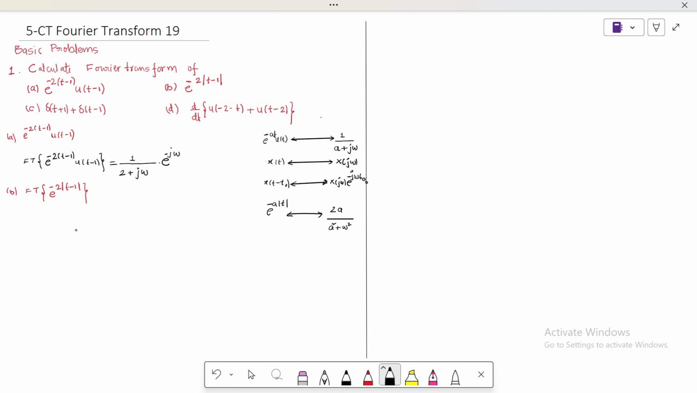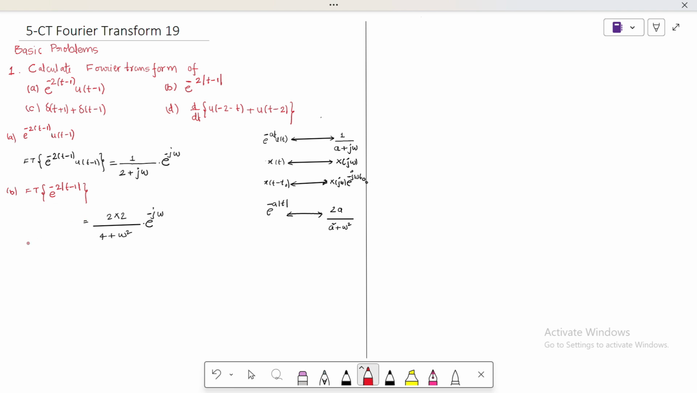So here t minus 1 is in place of the t, then you should apply the time shifting property. First, what is the a here? a equals 2. So 2 into 2, that is 4, by a square plus omega square, that is 4 plus omega square, into e power, for delayed, minus j omega into t naught. t naught equals 1. So leave it. This is the second.